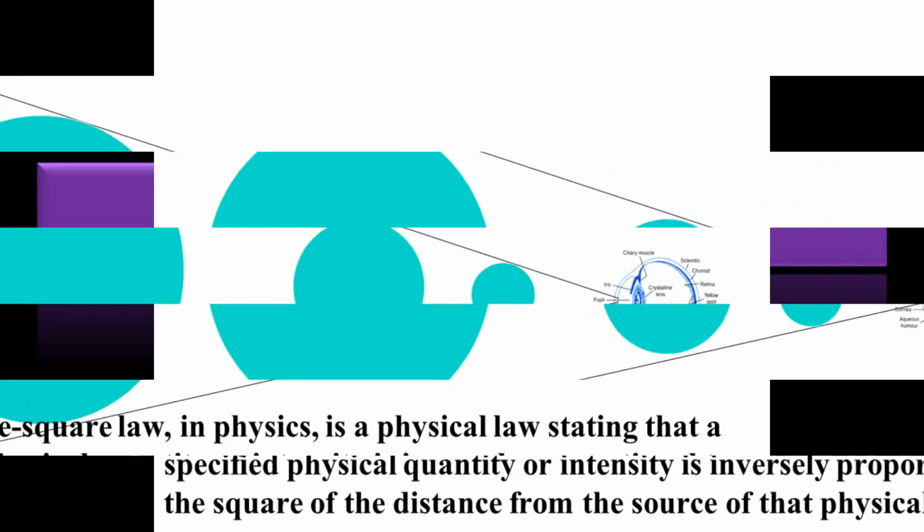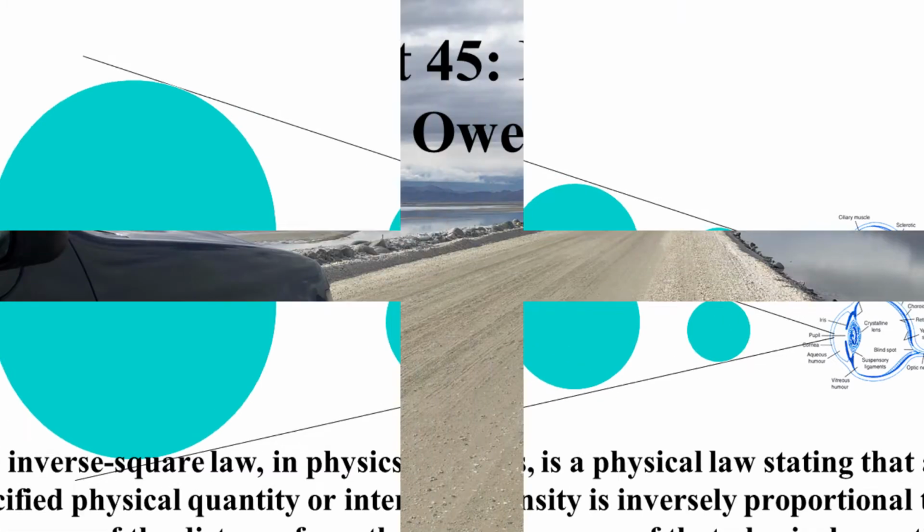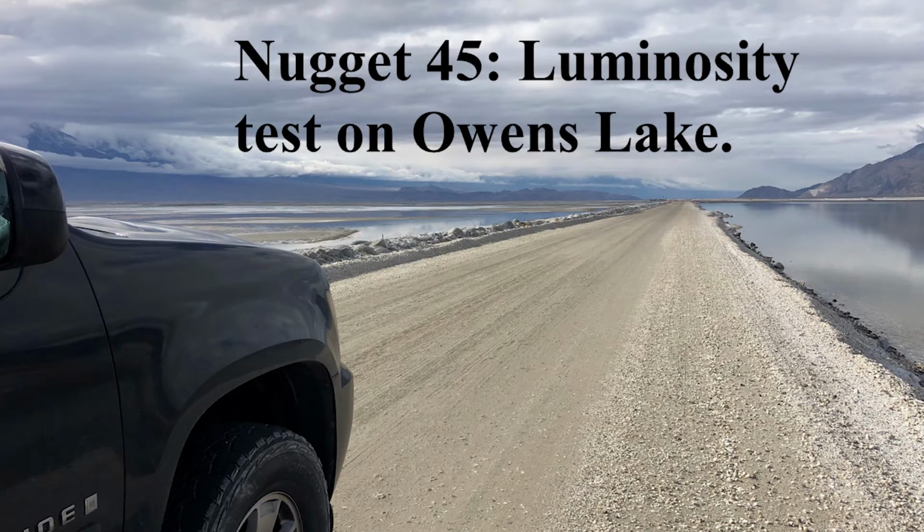So let's do the inverse square law that has to do with the distance. The car test we did on Owens Lake in Nugget 45, and the same with this one we're doing now, shows that the apparent size of something is smaller at a distance and smaller still at more distance. And that comes into real importance here at the end of this nugget.